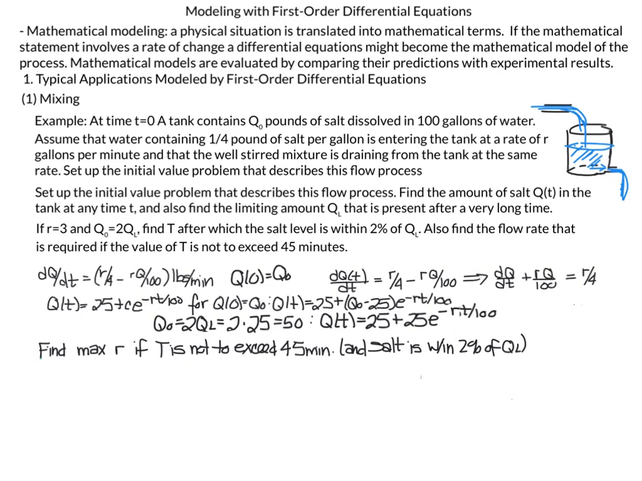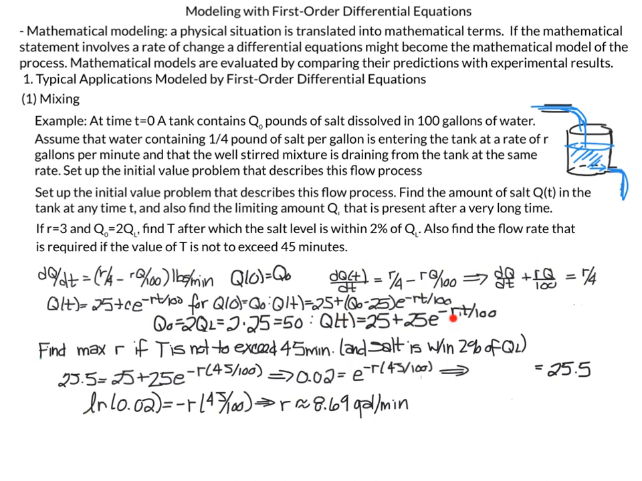Again, here I have my summary of what we have found in the previous slides: Q naught is equal to 2 Q_L, which is equal to 50, and Q(t) is equal to 25 plus 25 e to the minus rt over 100. So we want to find the flow rate that is required if the value of t is not to exceed 45 minutes. So we want to find r if t is not to exceed 45 minutes, and salt is within 2% of Q_L.